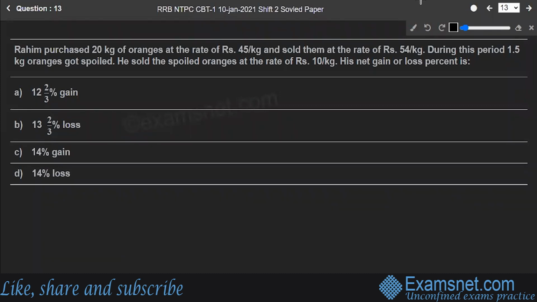Question number 13. Rahim purchased 20 kg of oranges at the rate of 45 rupees per kg, sold them at 54 rupees per kg. During this period, 1.5 kg oranges got spoiled and he sold the spoiled oranges at the rate of 10 rupees per kg. You have to find out the net profit or loss. So let's go for the cost price and the selling price. Let's make two columns. For finding out the cost price, initially the oranges were 20 kg and the price was 45 rupees per kg. So total cost price will be 45 multiplied by 20, that is equal to 900 rupees.